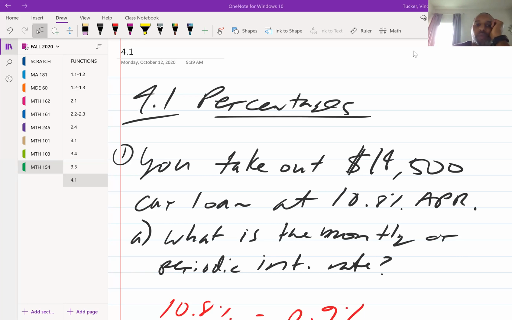All right, so 4.1 is percentages. And just to make sure we're cool with where I'm getting these problems from, I always like to show you. That's 4.2.